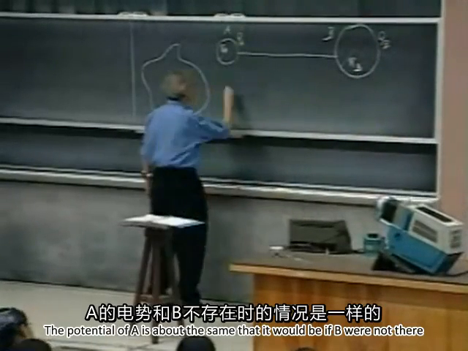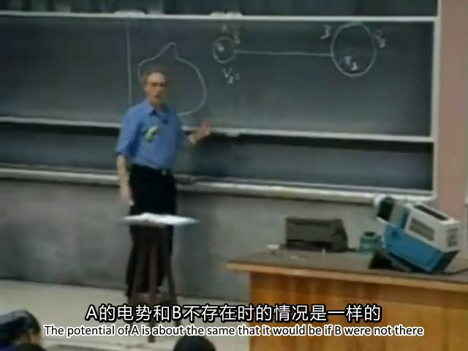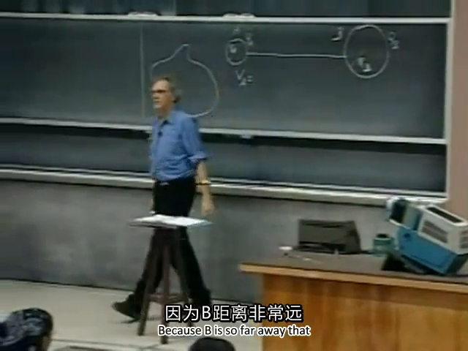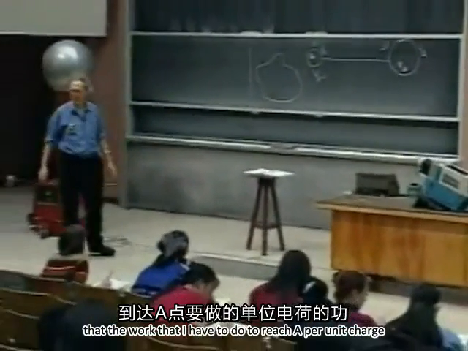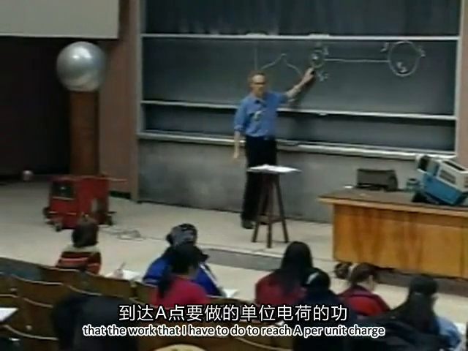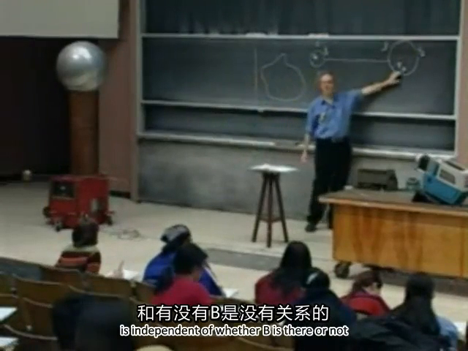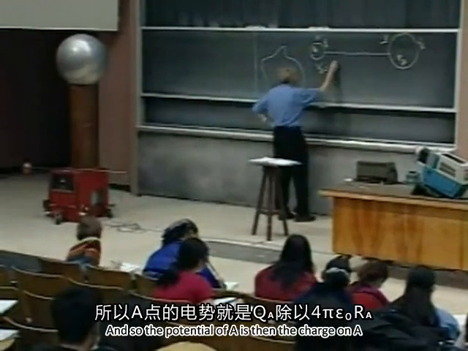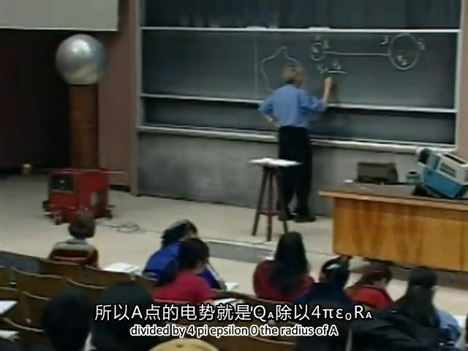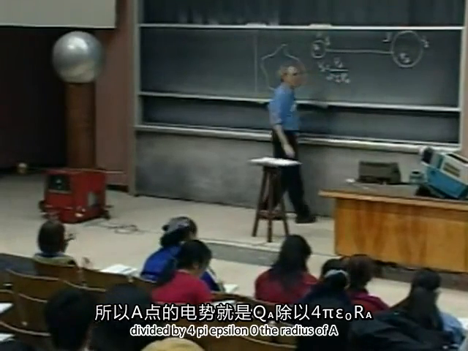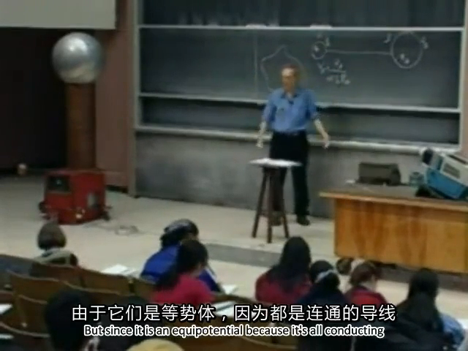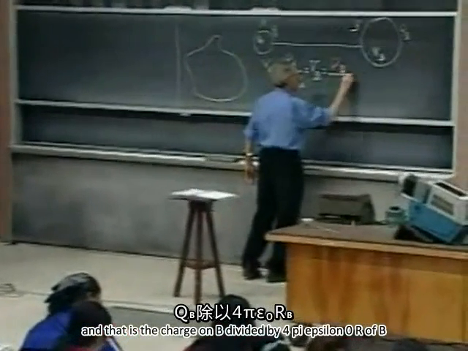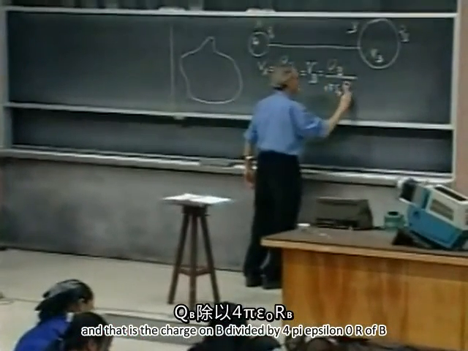The potential of A is about the same that it would be if B were not there. Because B is so far away that if I come with some charge from infinity in my pocket, the work that I have to do to reach A per unit charge is independent of whether B is there or not, because B is far away. Tens of meters, and you can make it a mile if you want to. And so the potential of A is then the charge on A divided by 4 pi epsilon 0 times the radius of A. But since this is an equipotential, because it's all conducting, this must also be the potential of the sphere B, and that is the charge on B divided by 4 pi epsilon 0 r of B.